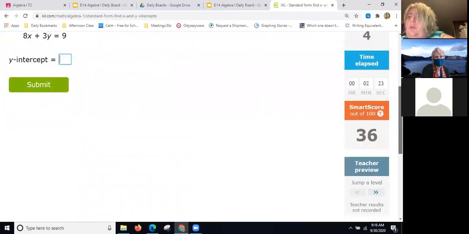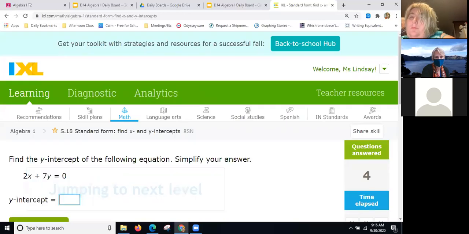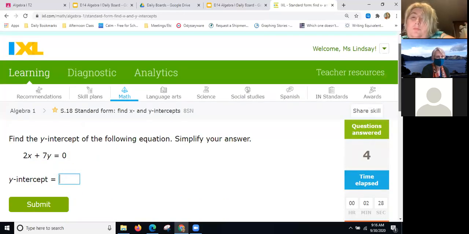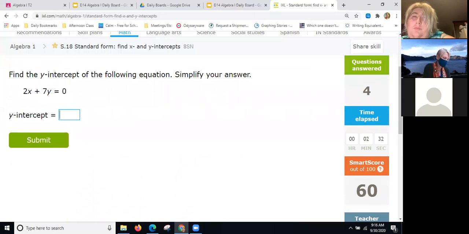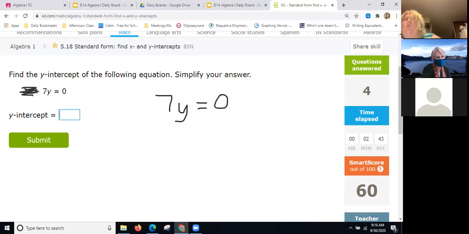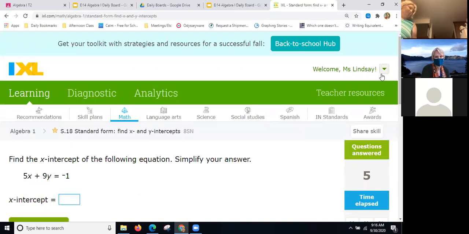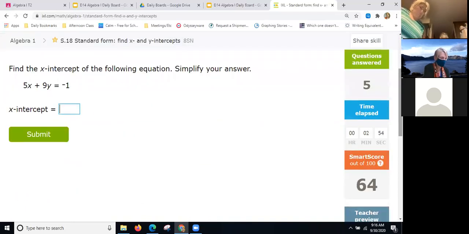I'm going to go ahead and jump a level. Sometimes it gets a little tricky. So y-intercept. If I have 7y equals 0, what is 0 divided by 7? 0. Good. So it's just like you're solving a little one-step equation. That didn't fool you at all. Now's when it gets tricky. So now it says x-intercept, so I'm ignoring my y. So 5x is equal to -1.